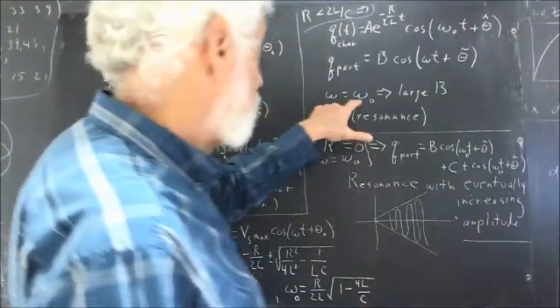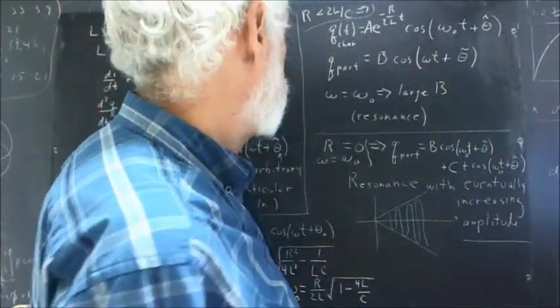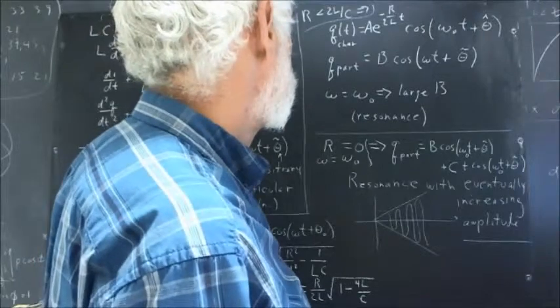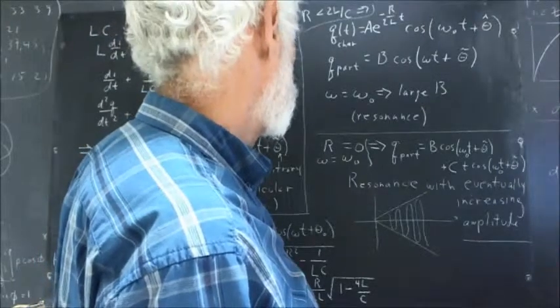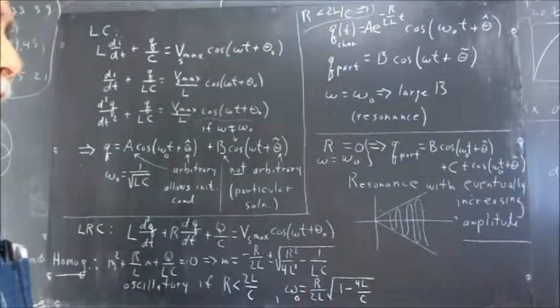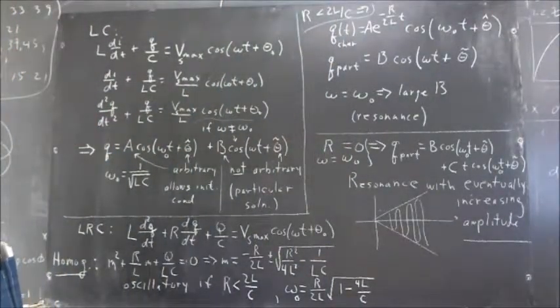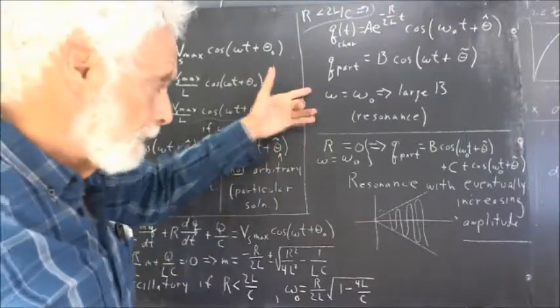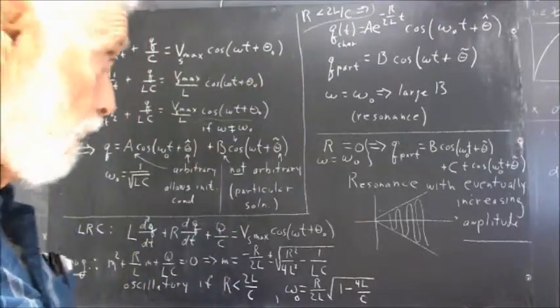If omega equals omega naught, then we get a large value of B, and that gives us resonance. And actually, I think that's kind of a stupid statement there, so I might want to remove it. Let me think that through. Okay, it's not the smartest statement. We want to leave it there. You can work the details of that through.